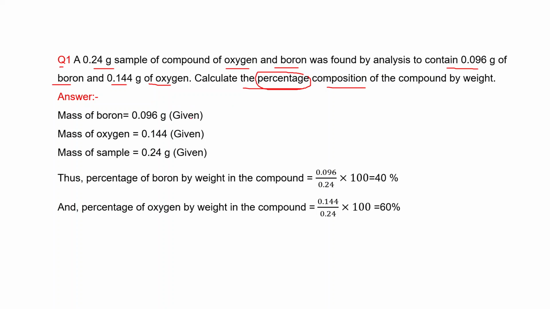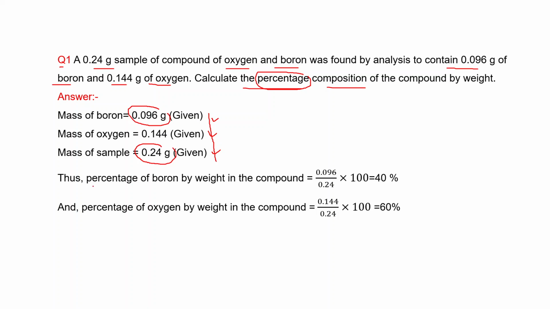Okay. These things are given in the question: mass of boron, mass of oxygen and mass of sample. From this we can say 0.096 gram boron is obtained from 0.24 gram. Then how much boron will be obtained if sample is 100 gram? This we have to calculate.